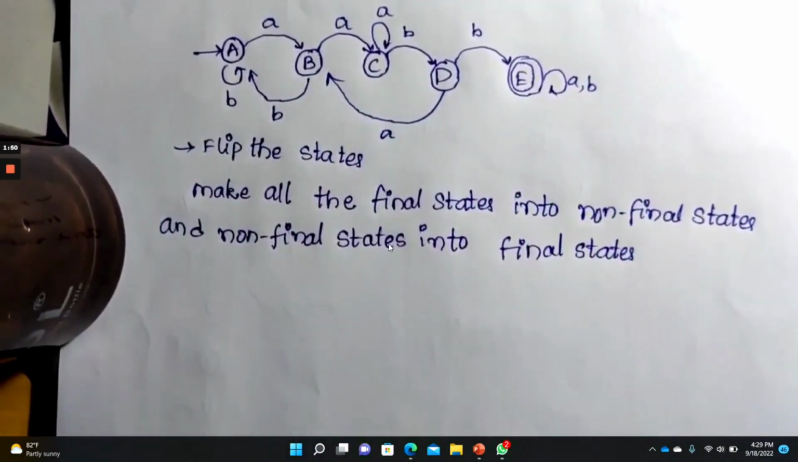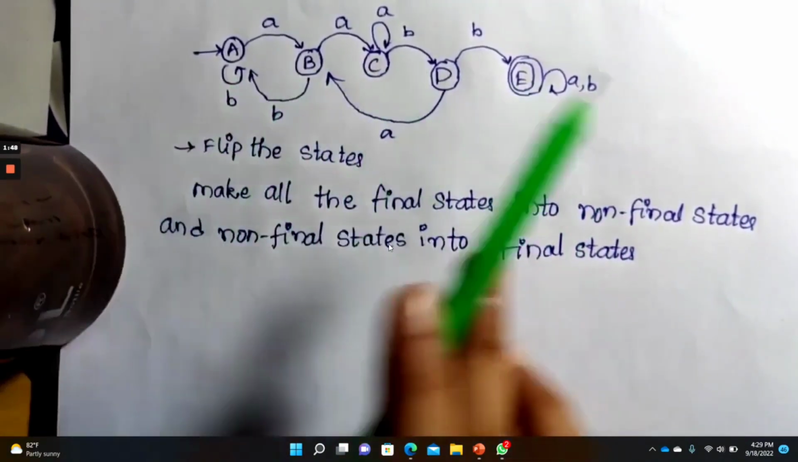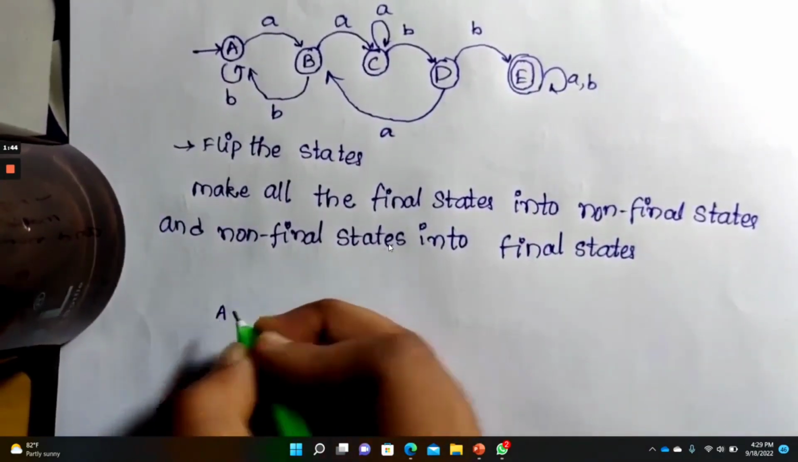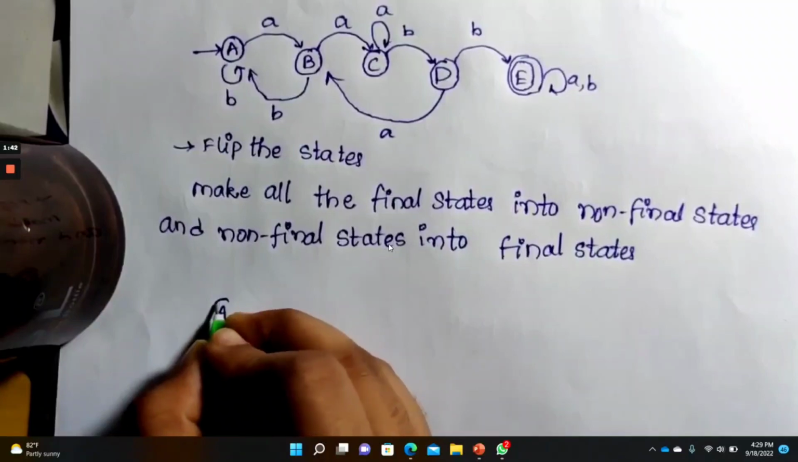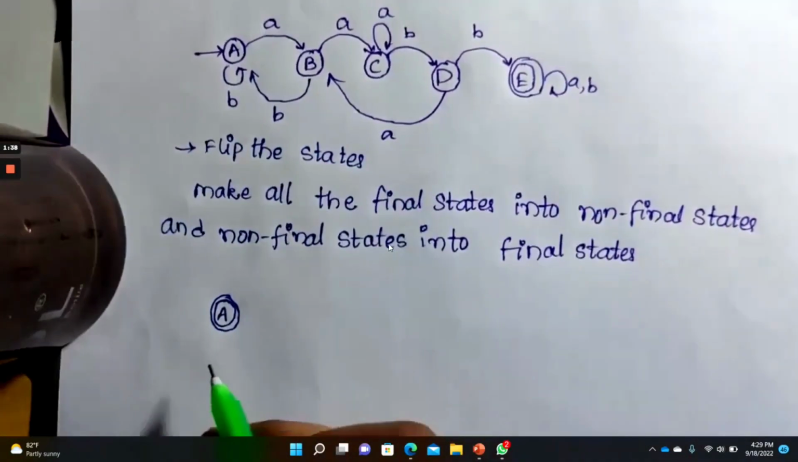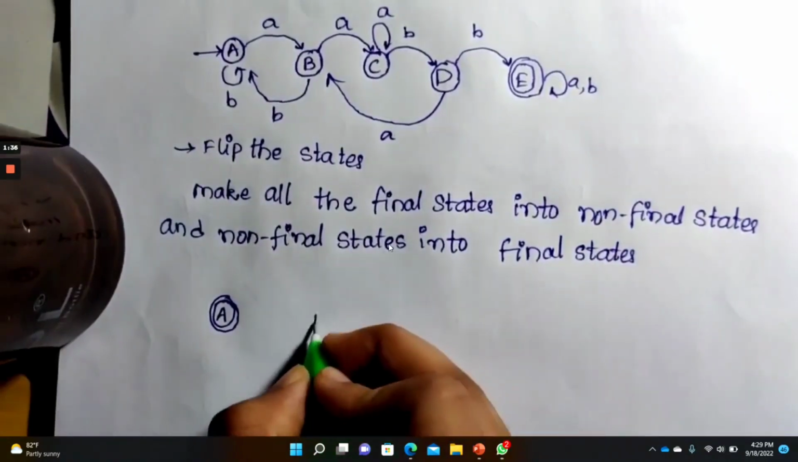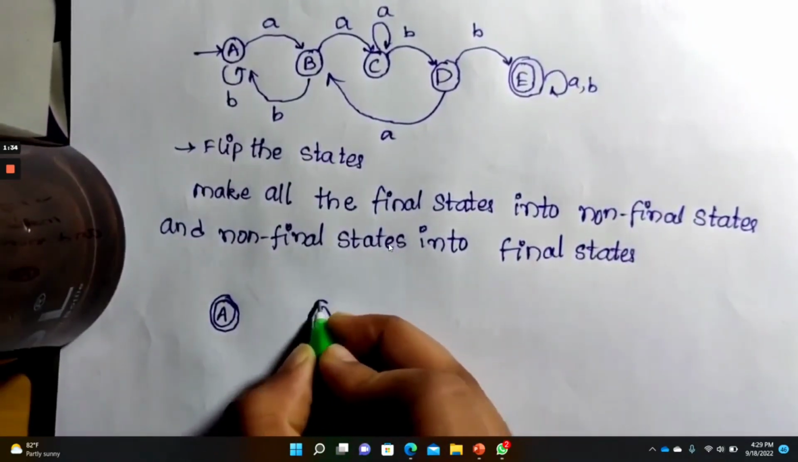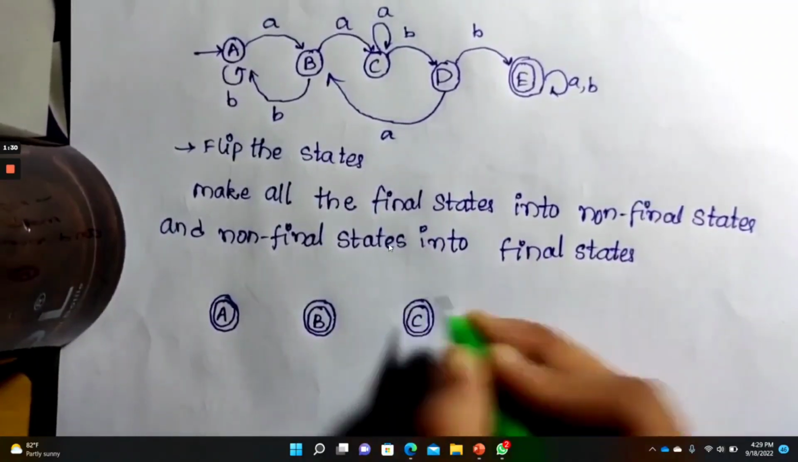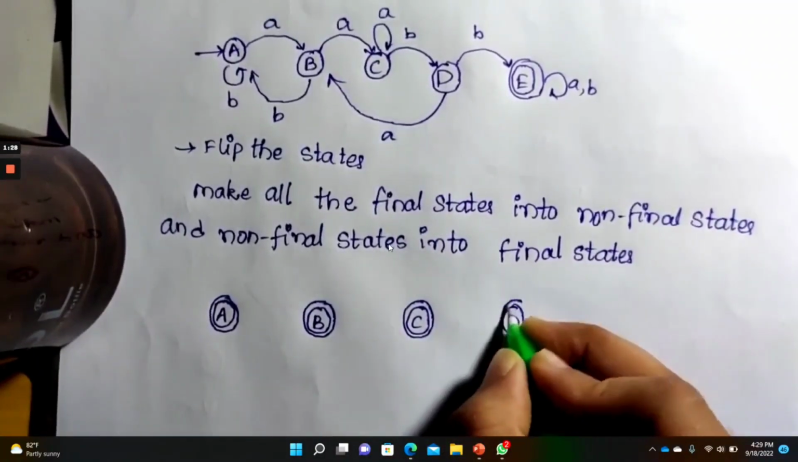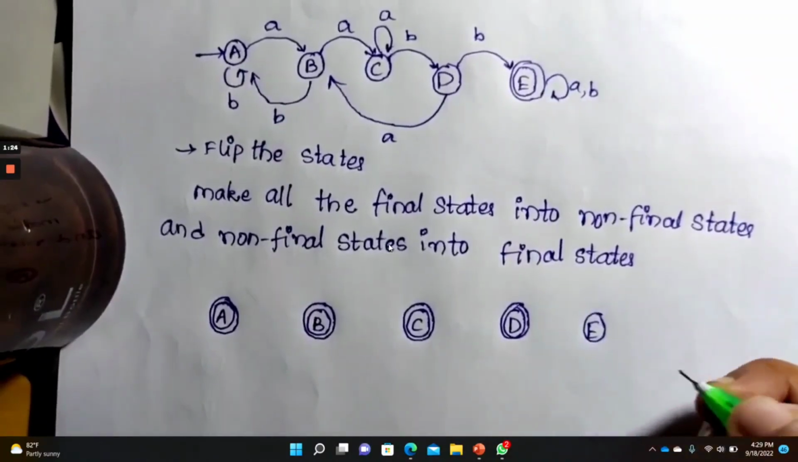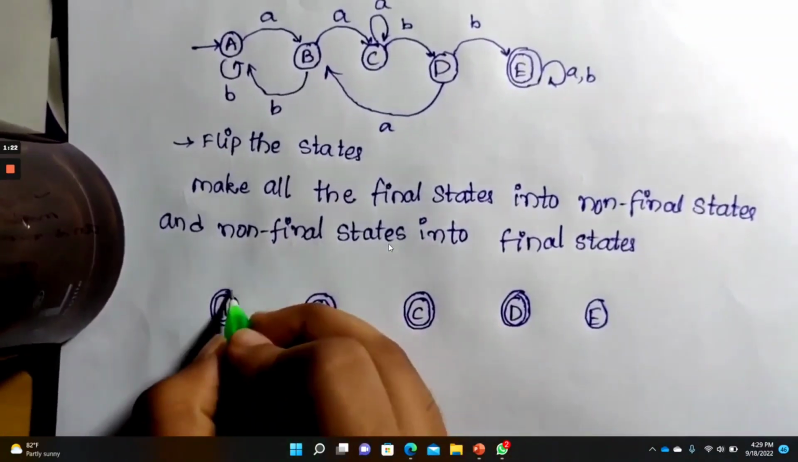So A, B, C, D are non-final states. So I am writing A is final state in my required DFA because it is a non-final state in the before DFA. So B is also a final state now. C is also a final state. D is also a final state. E is non-final state because in our DFA it is a final state.